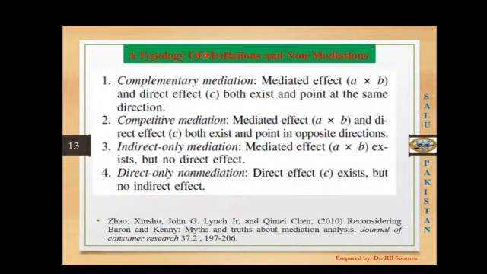Another thing is complementary and competitive mediation. Complementary mediation occurs when the mediated effect is there, and the A into B direct and mediated effect both exist and point in the same direction. If the effects point in the same direction, we call it complementary mediation. Competitive mediation is when there is a mediated effect and the direct effect is also there, but both are in the opposite direction. It is called competitive mediation.